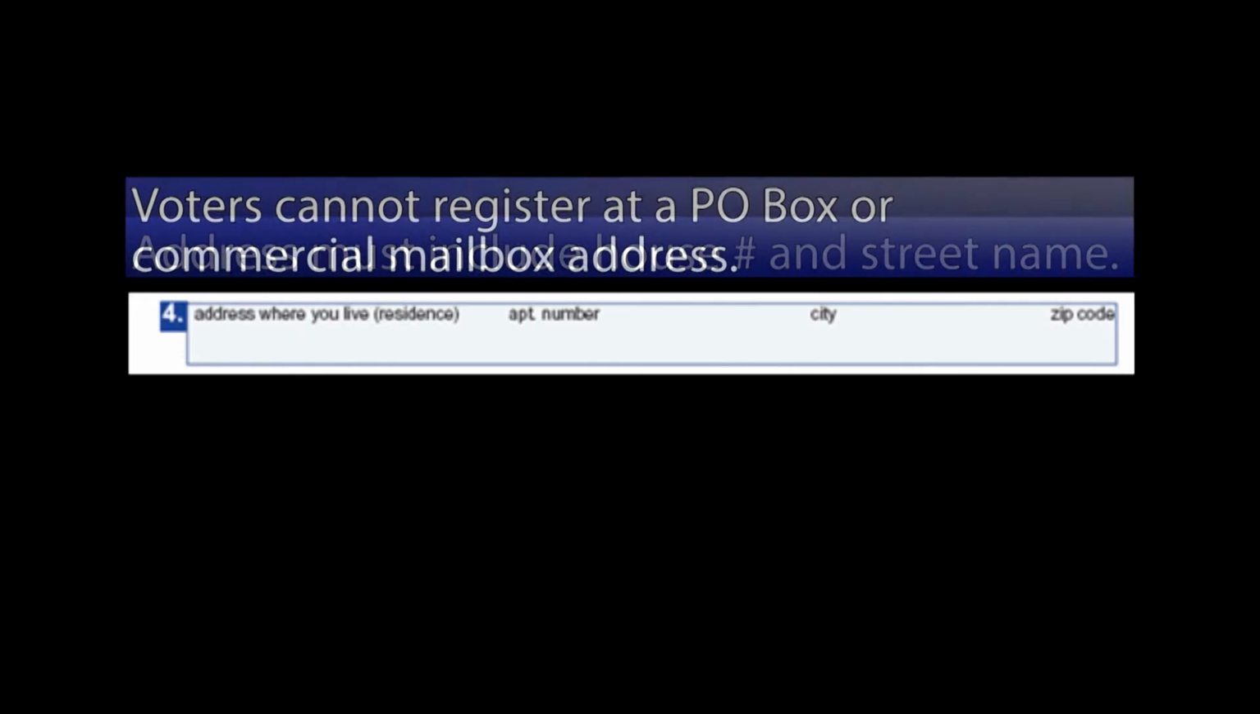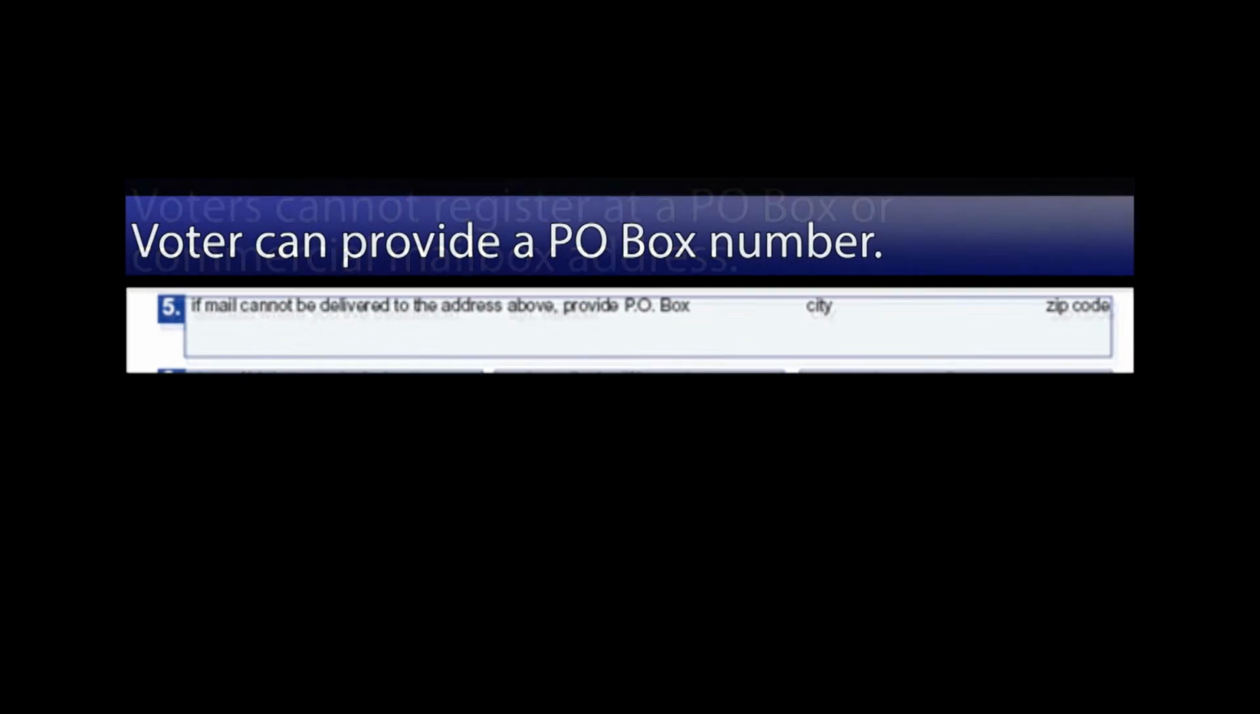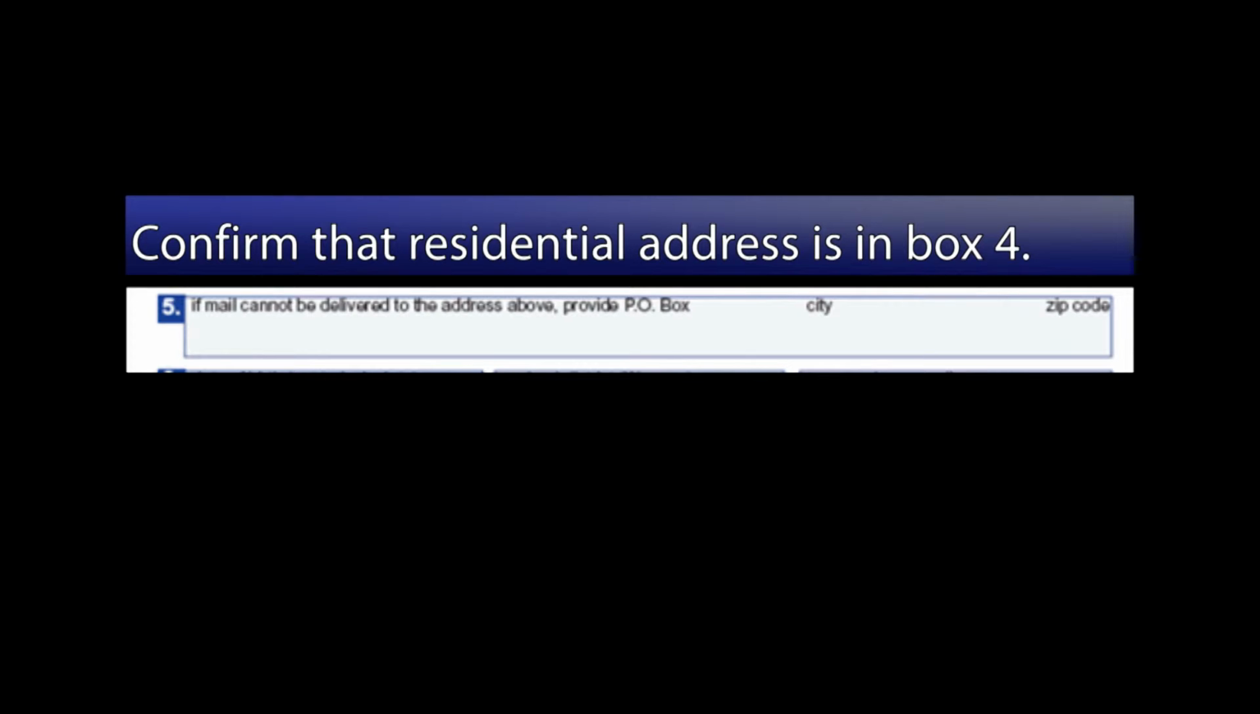Voters cannot register at a post office box or a commercial mailbox address, and therefore should not be writing that information in box 4. In box 5, a voter can provide a post office box number if mail cannot be delivered to the address in box 4. If the voter completes box 5, confirm that her address is in box 4, as the voter must be registered at the location of her residence.